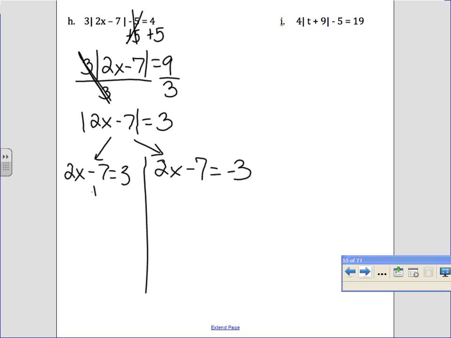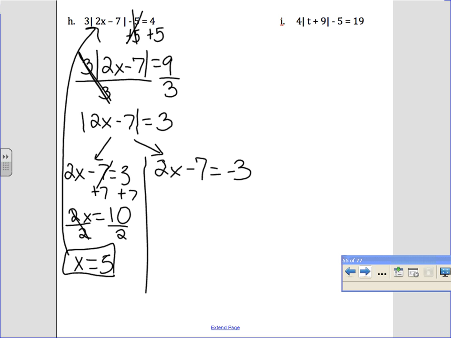The one on the left we're going to solve. So add 7 to both sides to get that to the other side. We have 2x equals 10. To get rid of the 2, divide both sides by 2. So x equals 5 is one of our solutions that makes that initial absolute value equation true.